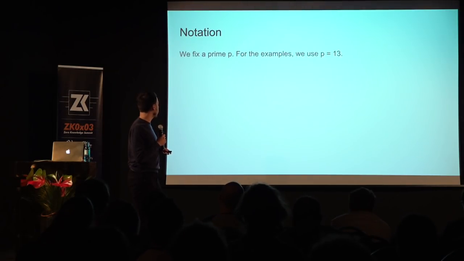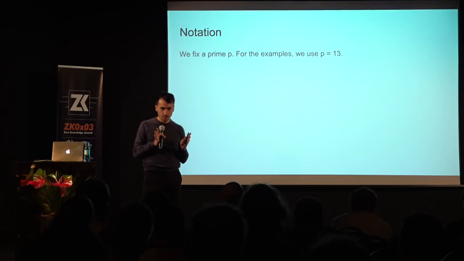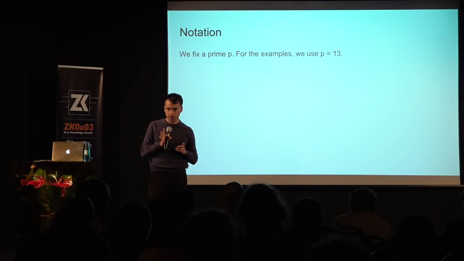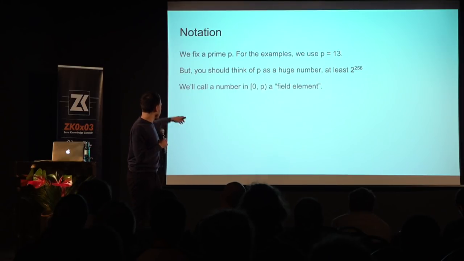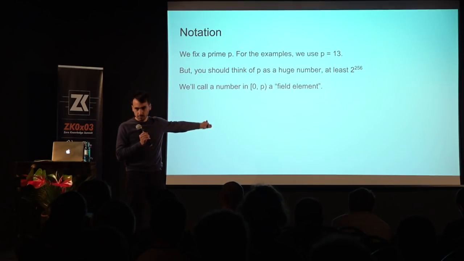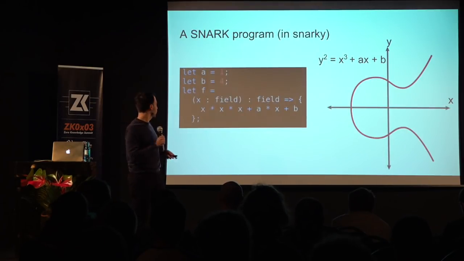Just a word about notation. We'll fix this large prime p that you have addition and multiplication for. You should think of this as large, but in the talk I'll use 13 in examples, which for a human is large. But you should think of it as like 2 to the 256, realistically speaking. And a number in 0 to p, you call that a field element. Okay, people know this? Okay.